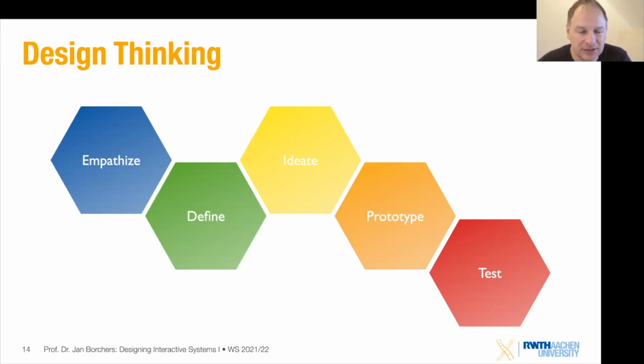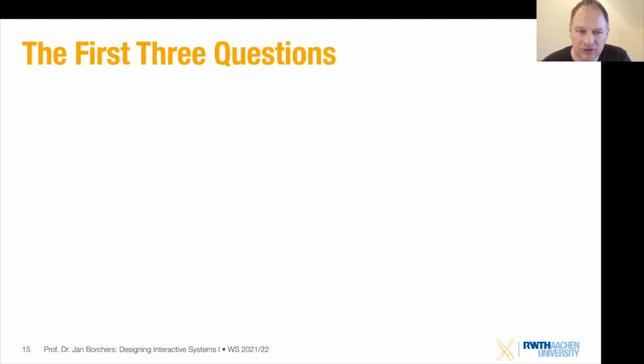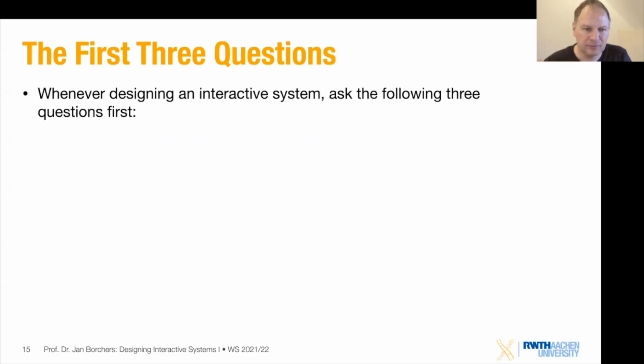Let's look at the very start of a project. I would like to share with you the first 3 questions that I think should always be on your mind when you are faced with a new project that is thrown at you that you're supposed to be working on. And these first 3 questions are at the core of the user-centered design process in a way.